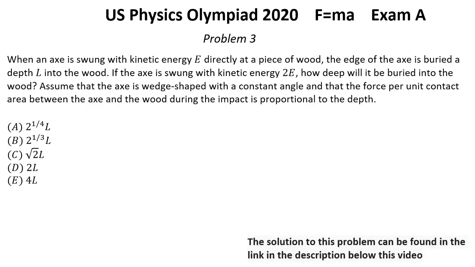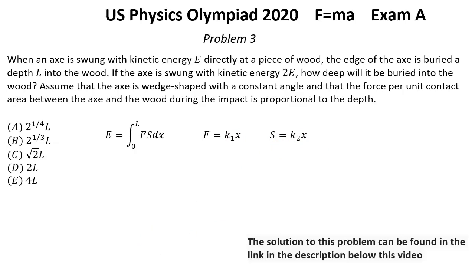Solution for problem number 3. We can write the expression for total energy, which is the integral from 0 to L of force per unit area multiplied by area dx. And here we know that this force per unit area is proportional to depth, and the cross-section is proportional to depth. So it means that F equals K1x and S equals K2x.